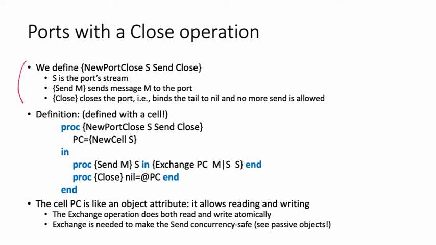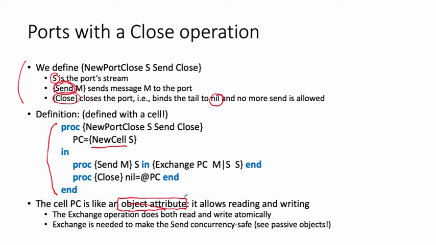We define ports where we have a send to the stream. So S is the stream, the send, and close, which will bind the tail to nil. So this is an extra operation. So far, when we used ports, we didn't do close because the stream is going on forever. But here we will need to close it. So actually, I have defined this for you using a cell. A cell is like an object attribute. It allows reading and writing, assignment.